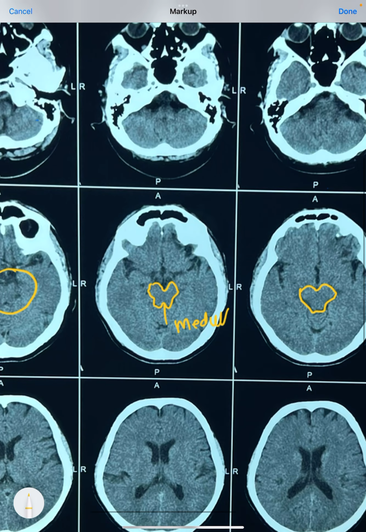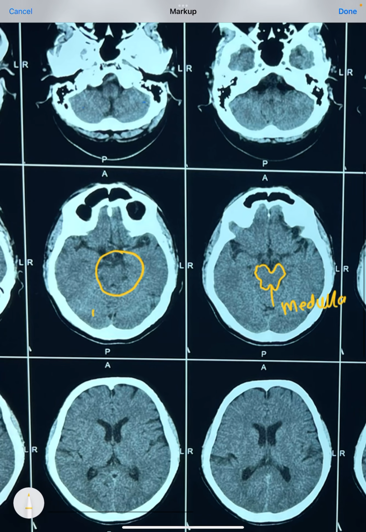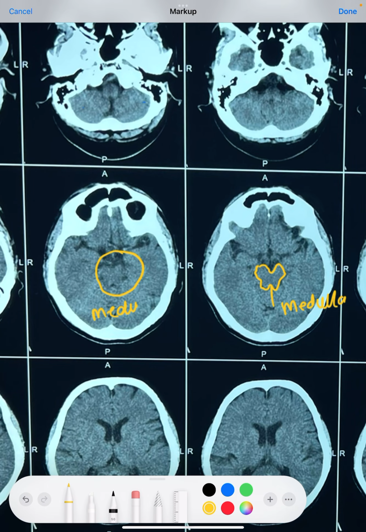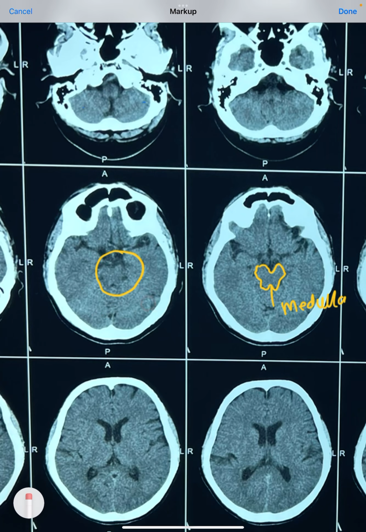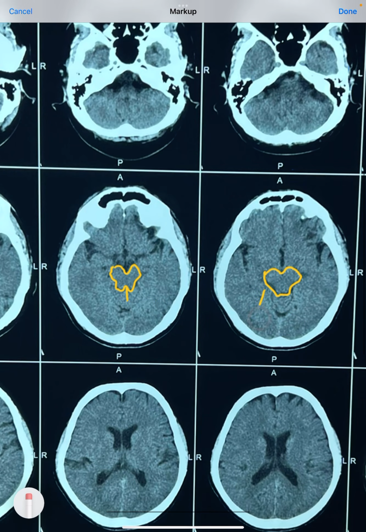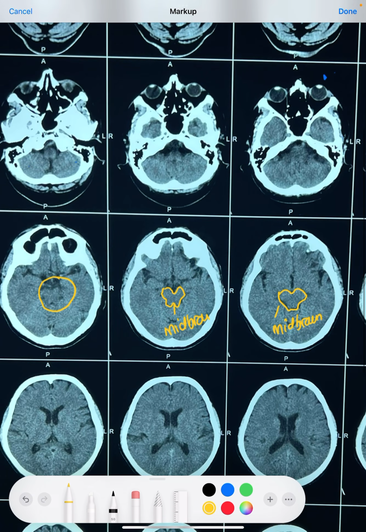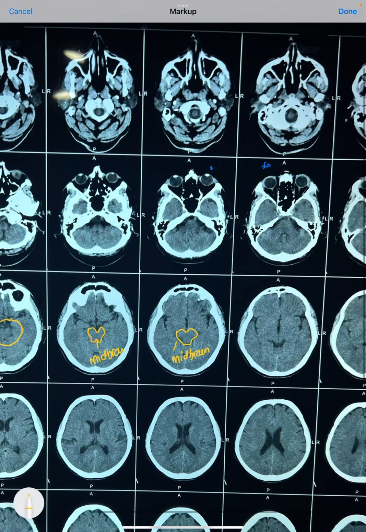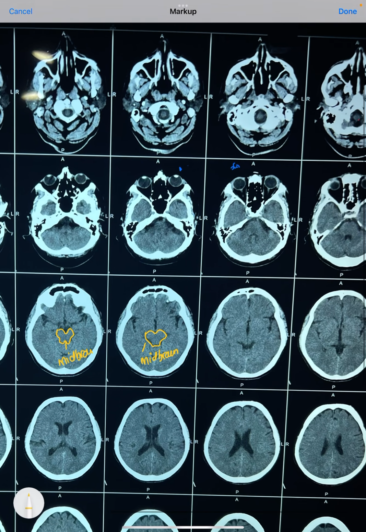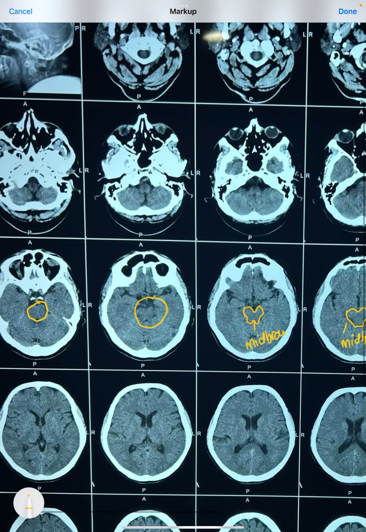This is medulla, obviously. This is medullary structure. This is medulla as well. Sorry, this is midbrain. Sorry, I'm extremely sorry. This is midbrain basically. Medulla we have already demarcated. This is midbrain. And the complete circular structure which can be traced below is pons. So below this midbrain is this pons.